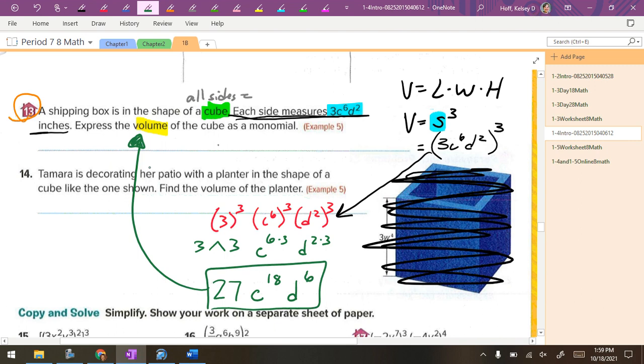Finding the volume is the side length cubed. The side length cubed.